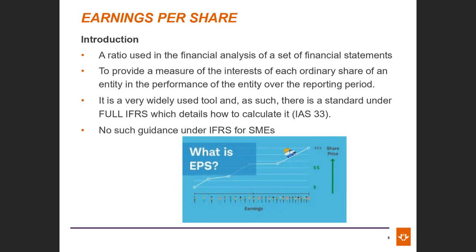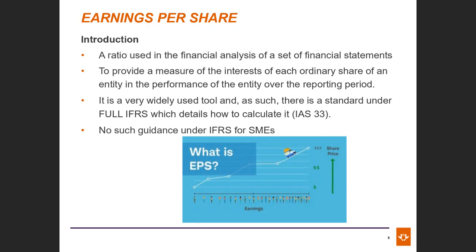Now that sounds very complicated, but if we break down the ratio, it is your basic earnings, earnings being some form of your profit, divided by your number of total ordinary shares, and you're going to get your earnings per share. This is basically showing you the performance per ordinary share for the ordinary shareholders.